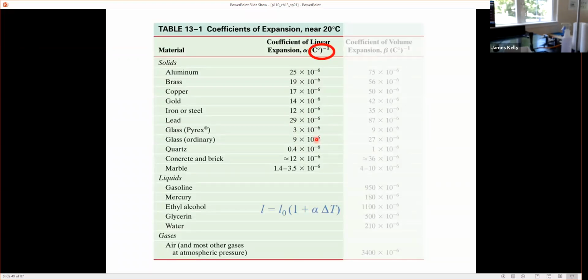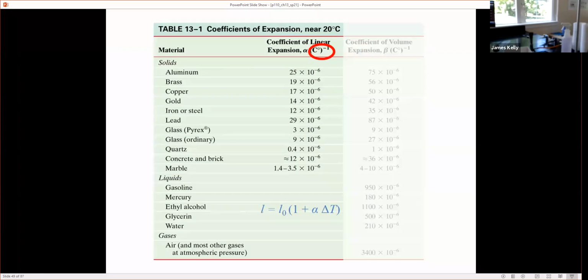Notice that this alpha in this table is listed in units of inverse degrees Celsius. So let's look down at our formula here. That means if alpha is in inverse degrees Celsius, I better put in my delta T in Celsius, and then this will have no units. That will make sense to add it to the one with no units. So the whole thing in parentheses has no units. And then when I multiply by a length, I'll get something that still has length units, right? So it all makes sense.